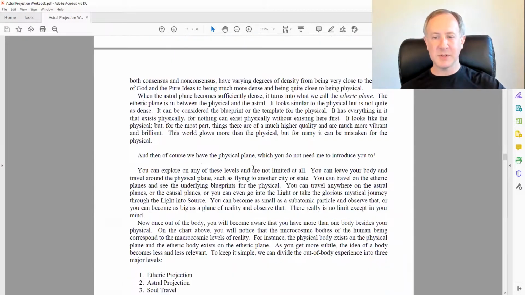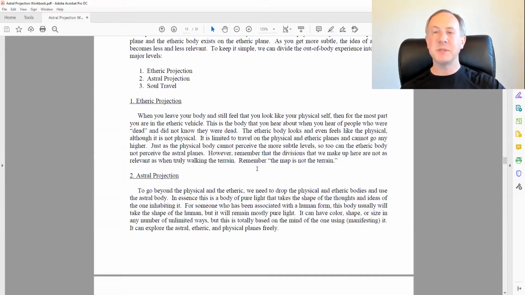We have those different levels. And then we have the 3 types of projection. So etheric projection, you're in the etheric body, the most dense of your subtle bodies.